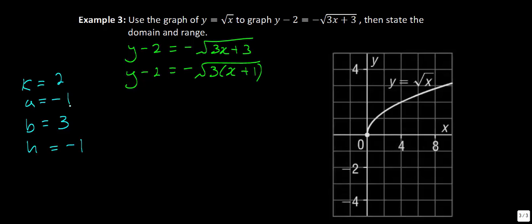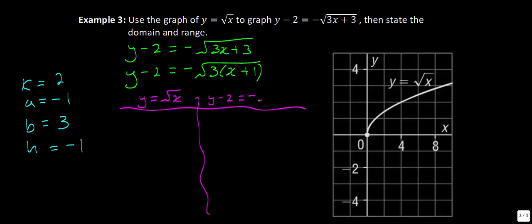Okay, and so just like we did before, let's start by making this table of values. So the table of values that we have, we start with our original function, that is y is equal to the square root of x. Our new function is y minus 2 is equal to negative the square root of 3x plus 3. Okay, I like to go and define my ordered pairs first. So this ordered pair obviously is just the same, x, y.